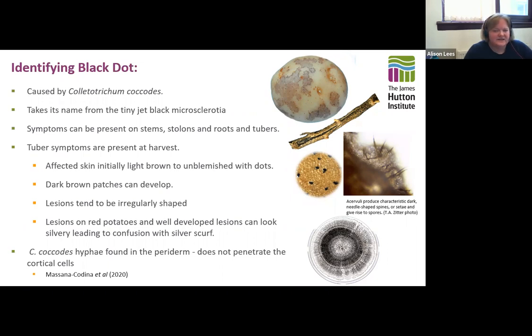The affected skin is initially light brown to unblemished with dots, dark brown patches can develop, and lesions tend to be irregularly shaped, as you see here. Some lesions, particularly those on red skin potatoes and well-developed lesions, look silvery, leading to confusion with silver scurf. Hyphae of coccodes are found in the periderm, but it doesn't appear to penetrate the cortical cells, and there's work from Masana Kadina that goes into more detail on that aspect.